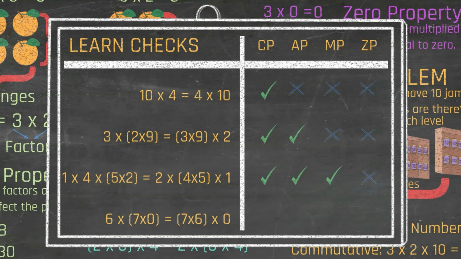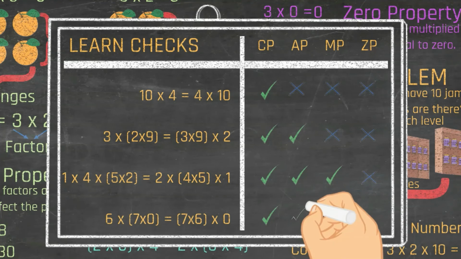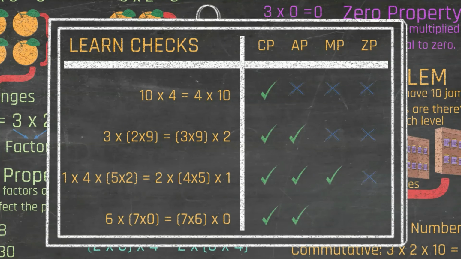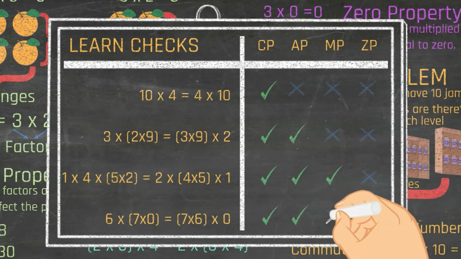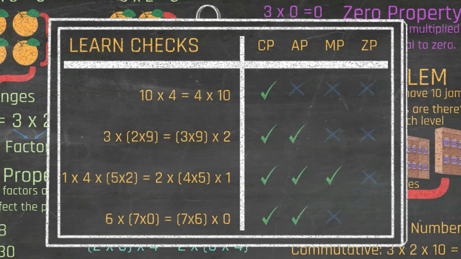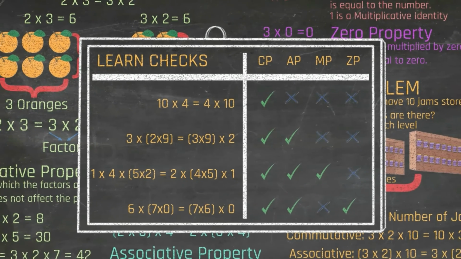Next. 6 times the quantity of 7 times 0 equals the quantity of 7 times 6, times 0. Commutative property. Yes. 7 and 6 switched orders. Associative property. Yes. A different grouping has been made. Multiplicative property. No. Zero property. Yes. The answer to these expressions is 0.